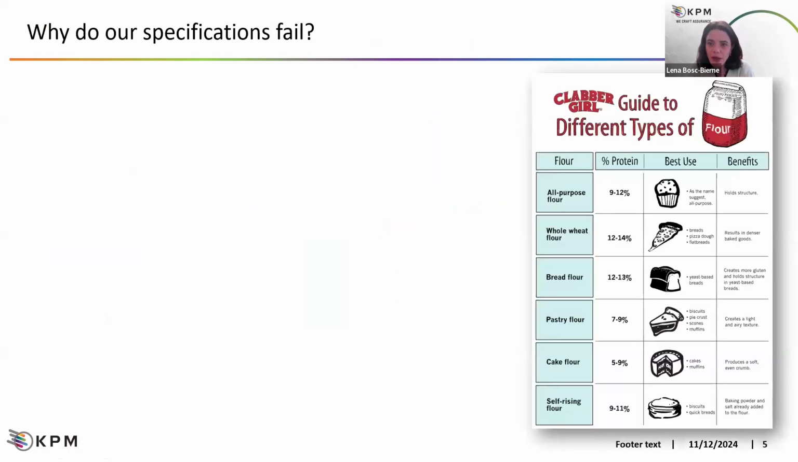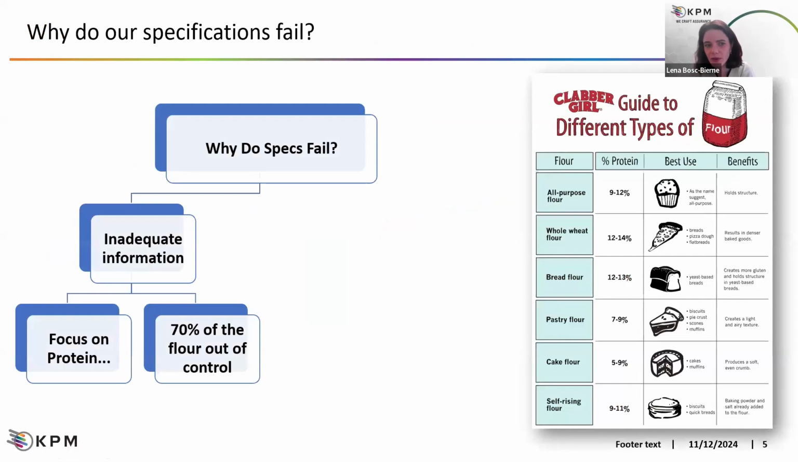So the question becomes, okay, protein is not enough maybe, but why do our specifications fail? We have two main reasons, basically. First thing is that the information might be inadequate. This is what we were saying. Maybe protein content and quantity is not enough.